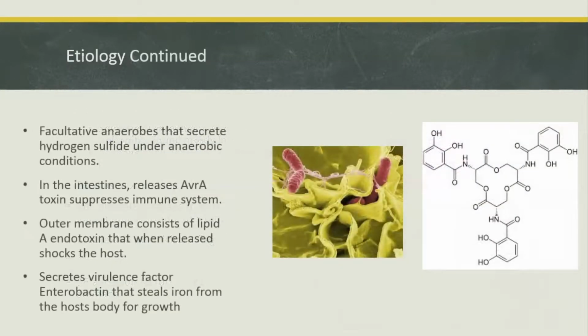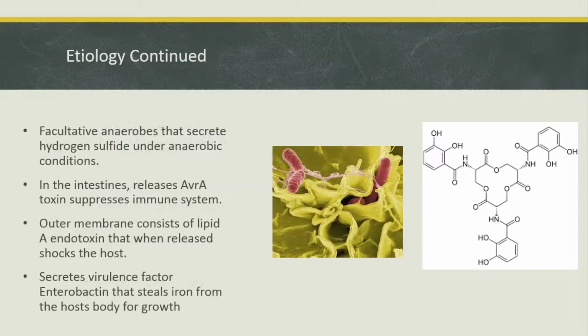Salmonella are facultative anaerobes, meaning they can create ATP with or without oxygen. However, when there is no oxygen, they are obtaining energy through fermentation, creating hydrogen sulfide, which is toxic to the body. Once salmonella reaches the intestines, they secrete AvrA toxin, which suppresses the immune system.